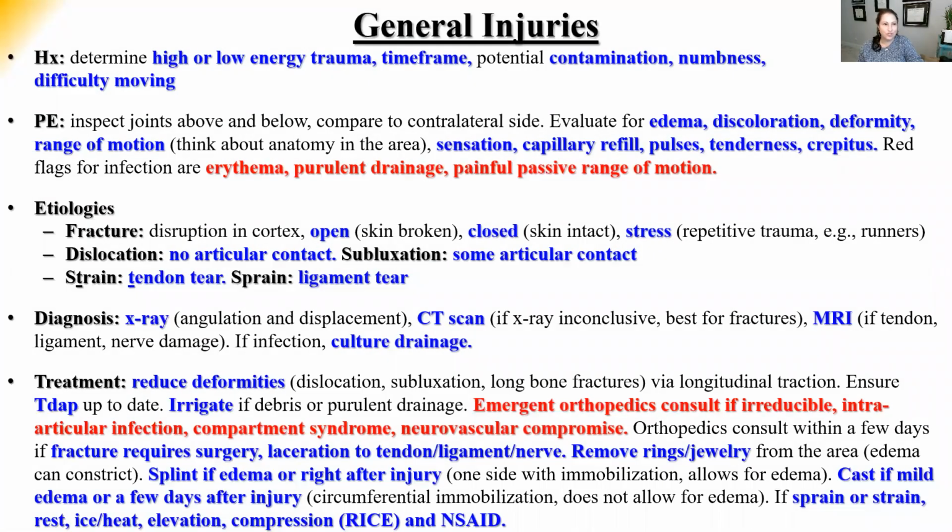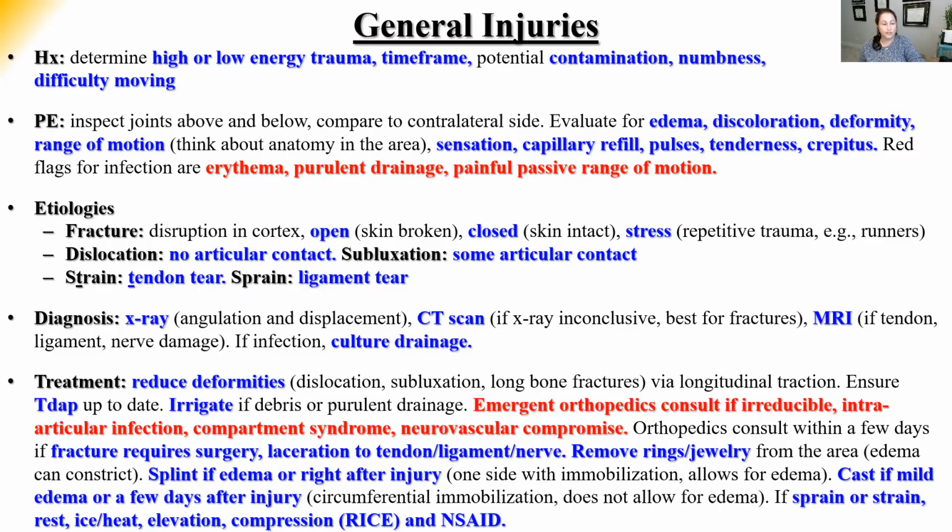Next, let's just talk about some general orthopedic injuries. How do we approach a general orthopedic trauma? For the history, we want to determine, was this a high or a low injury? What was the time frame of injury? How long ago? Are there any potential sources of contamination? Do they have numbness? Do they have difficulty moving the area? So all good history questions there.